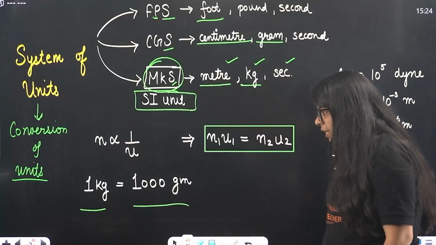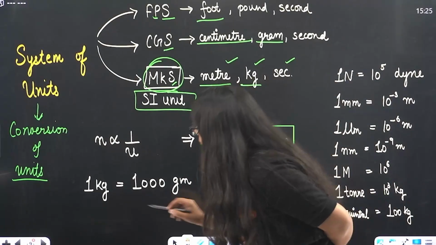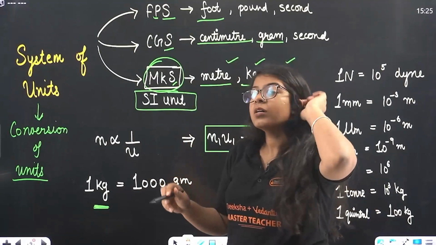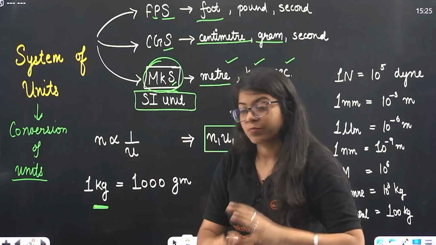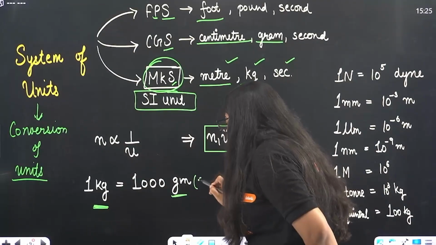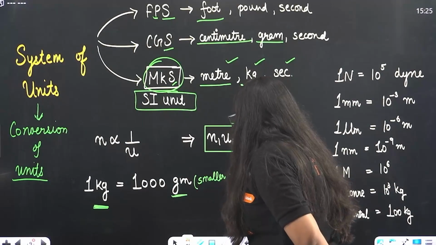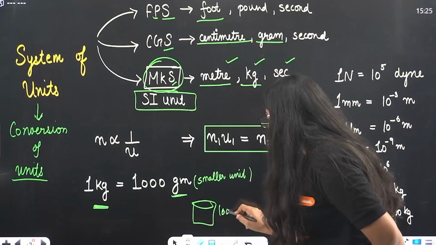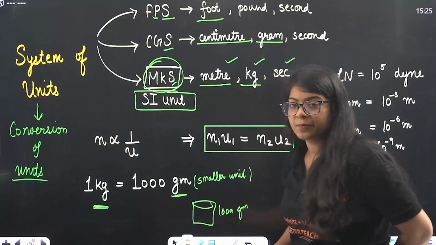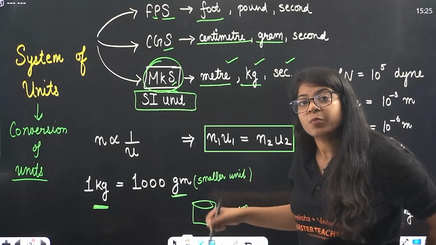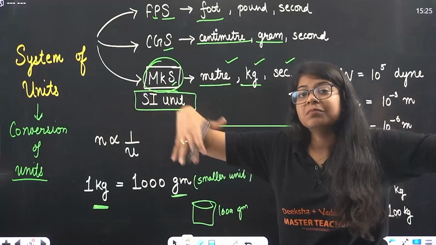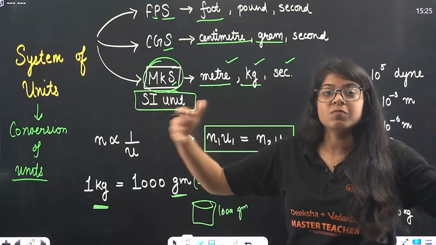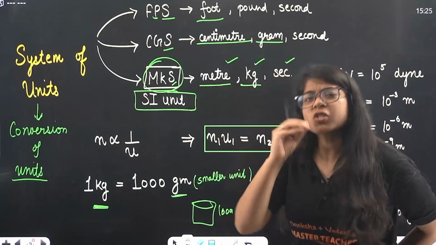Now beta, see one thing very clearly. Kg is a higher unit, obviously, because 1 kg is 1000 grams. That means gram is a smaller unit. Why am I saying this? Because you have this beaker with 1000 grams of grains in it. If you want the grains in gram, you have to take more grains. 1000 grams is a big number, but gram is a small unit.